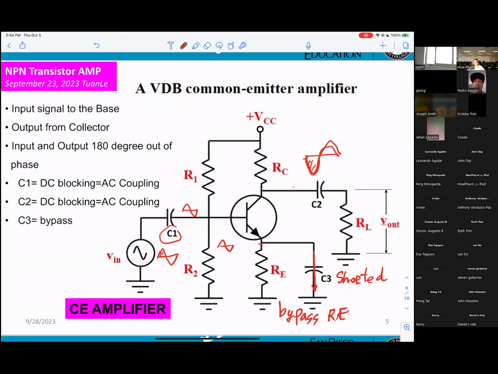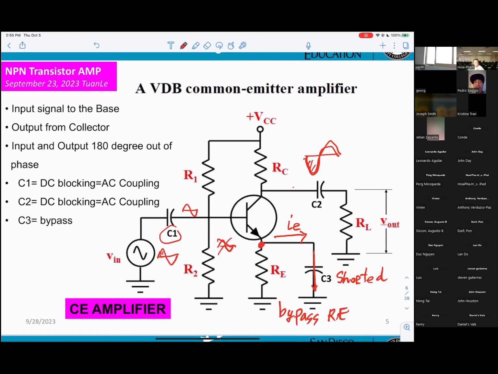They're telling you the AC current will go this way, through IE. It does not go through RE. The thing is, capacitor C3 is shorted, so the current goes to the ground. So when you measure at this point, at the meter, you cannot get an AC signal.